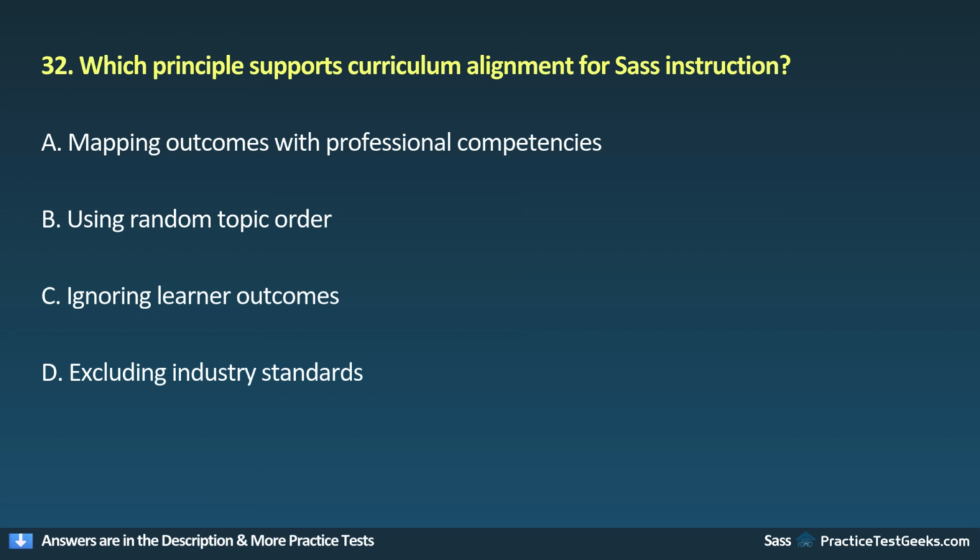32. Which principle supports curriculum alignment for SASS instruction? A. Mapping outcomes with professional competencies. B. Using random topic order. C. Ignoring learner outcomes. D. Excluding industry standards.